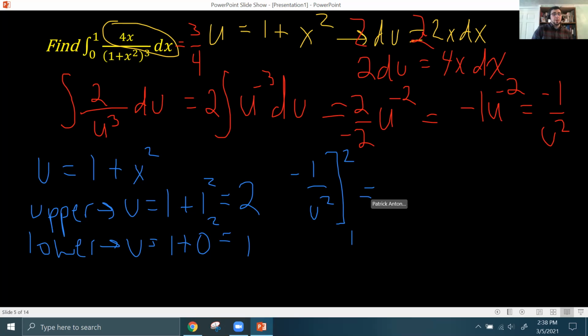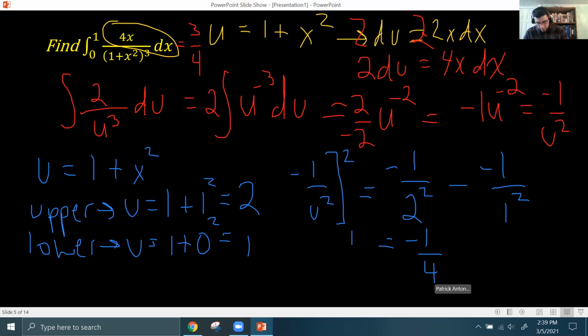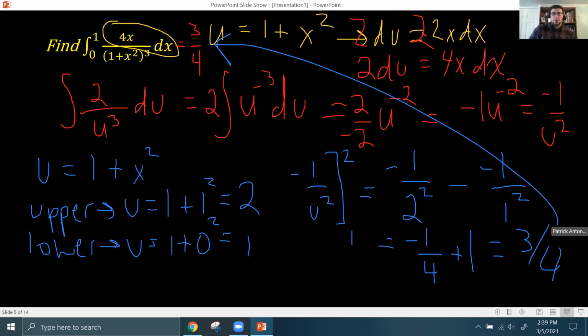Now you're going to get the same answer, but now we just leave it in terms of u because we don't need to back substitute in terms of x because we switched the limits to being in terms of u by using what we defined u to be. So if I plug in 2, I'd have negative 1 over 2 squared minus negative 1 over 1 squared, which, lo and behold, you'd have negative 1/4 plus 1, which is 3/4, and that corresponds to what we got the other way.